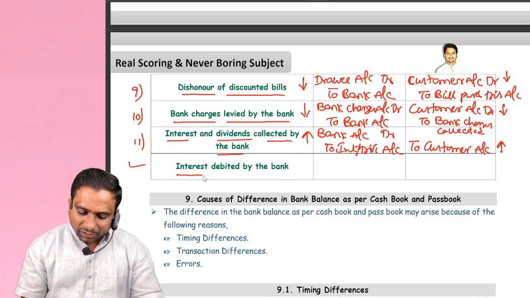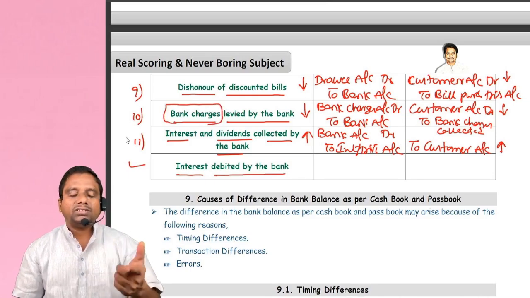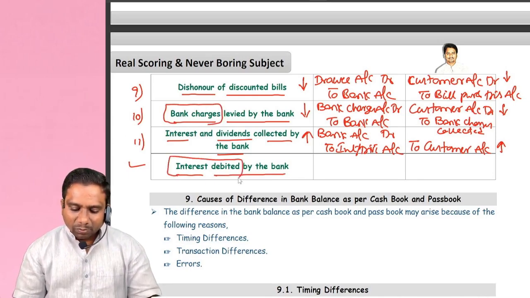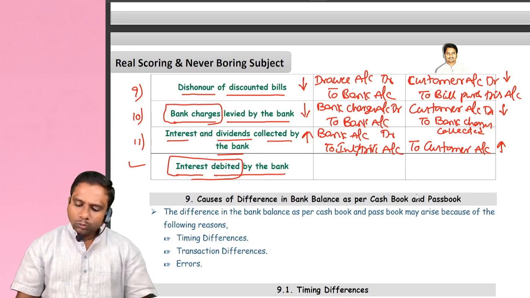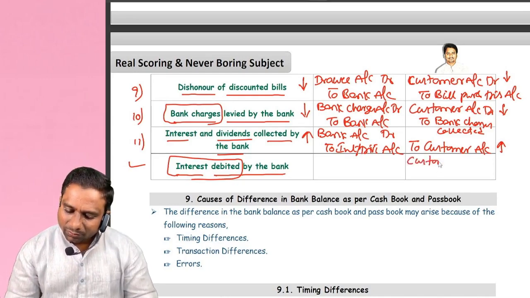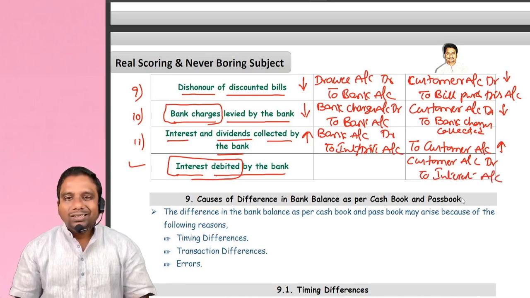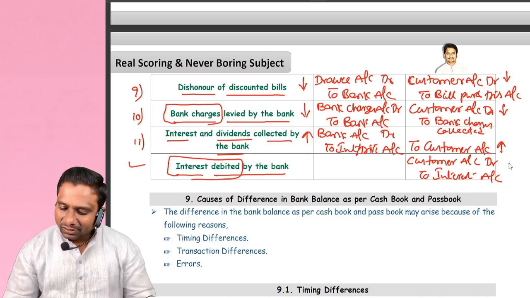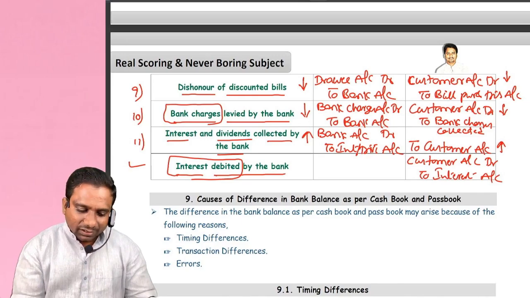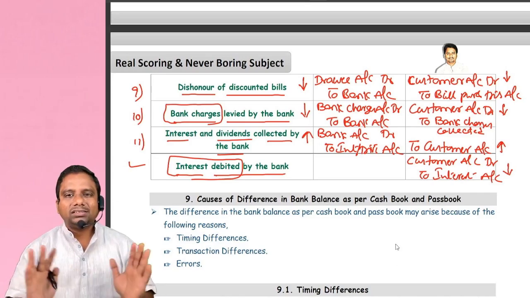Next one, interest debited by the bank. See, here the bank charged some amount. Earlier these were bank charges for the services rendered. Here it is interest debited by the bank. Suppose you have an overdraft, then the bank charges interest, na. So in this case, the bank debits our account: customer account debit to interest account. Interest is income for the bank. For us it is an expense. Because of this transaction, our bank balance gets decreased, na?